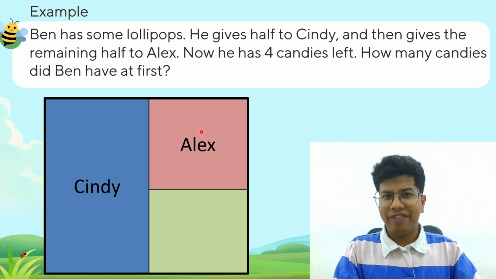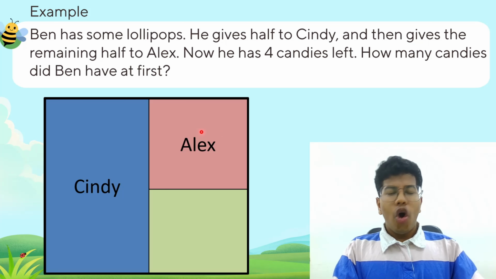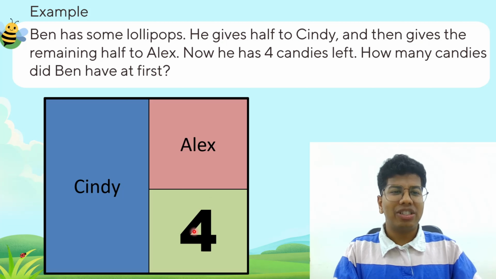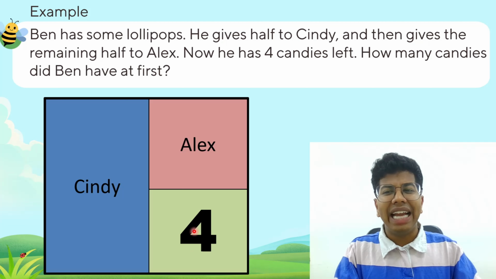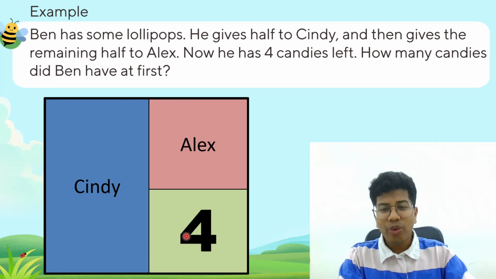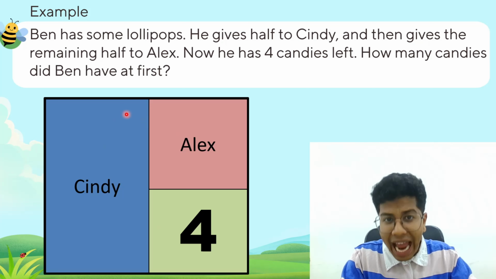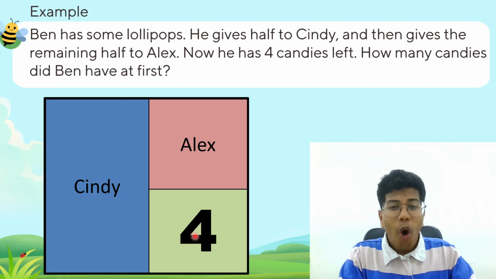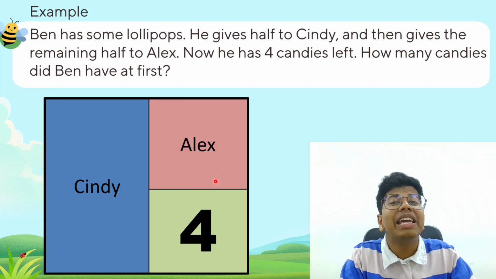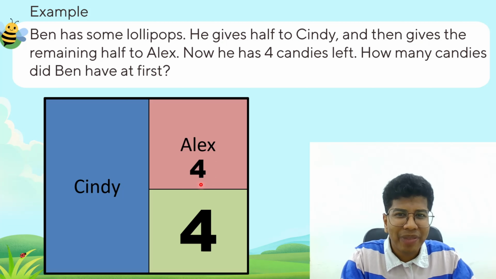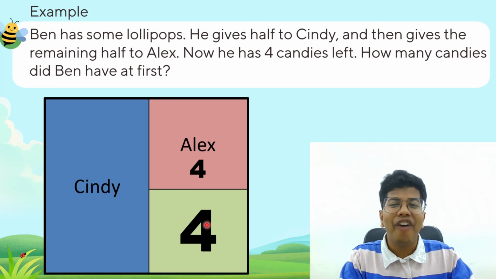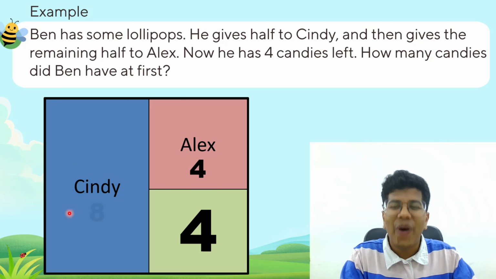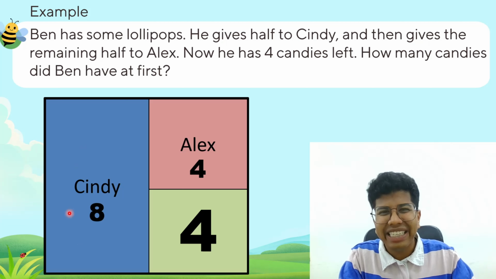And after giving half, how many candies are left? There are just 4 candies left. So here this part is just 4. The question is asking how many candies did Ben have at first? So what is the total number of candies he had? If this is 4, Alex will have how many? Since it's just half, it's the same part. Alex will have also 4. Now, this is just half of the candies, that is 8. So what is the other half given to Cindy? Also 8.